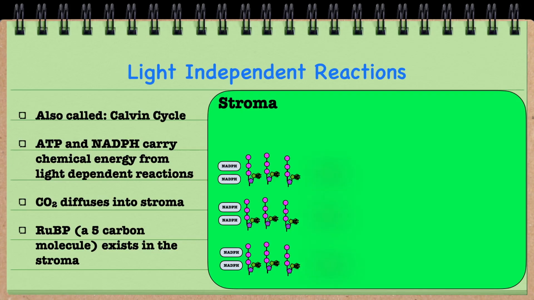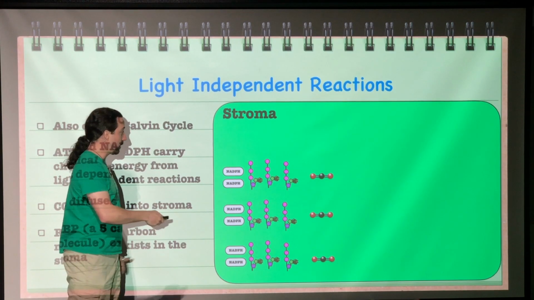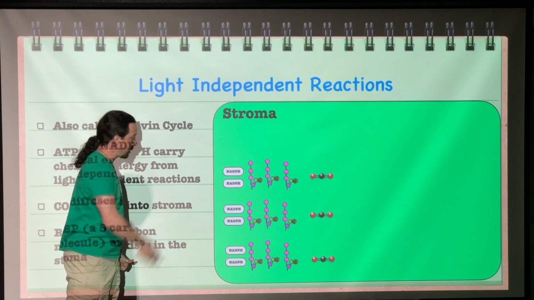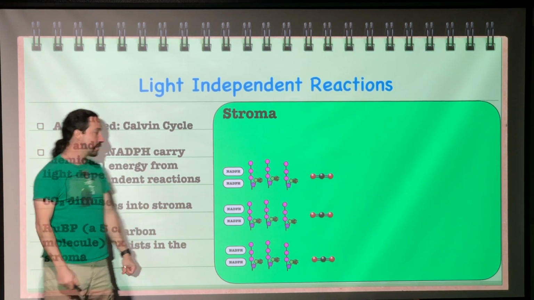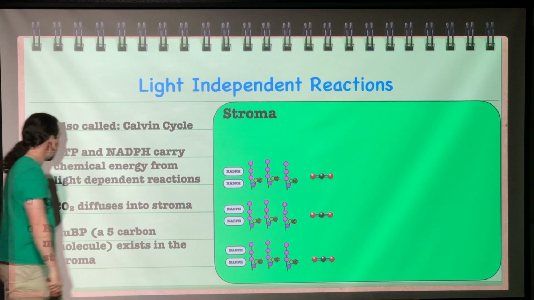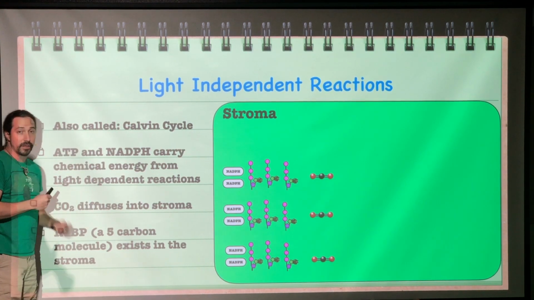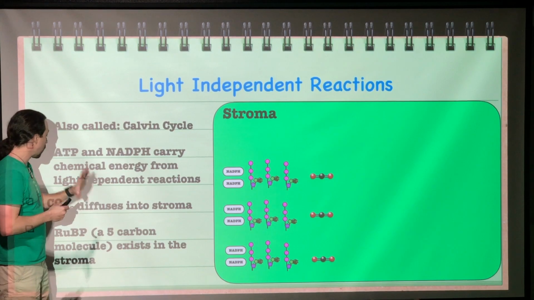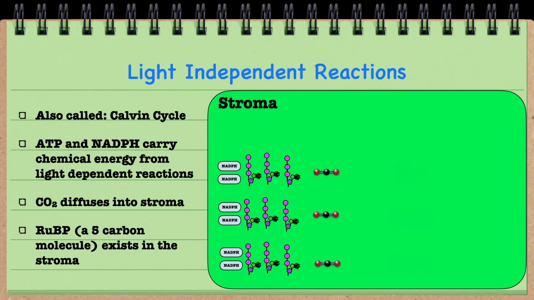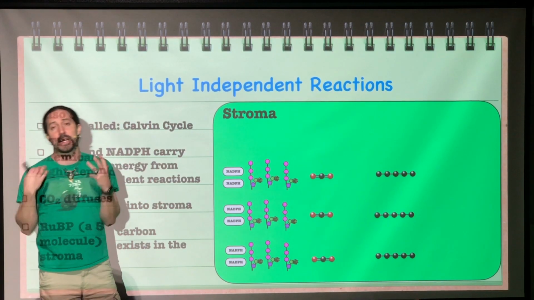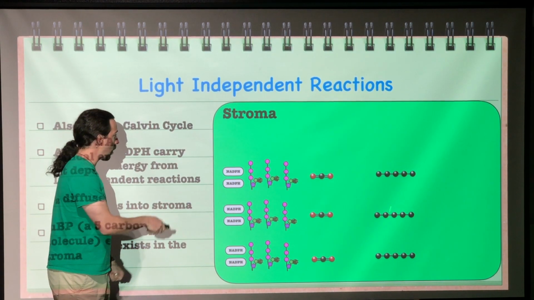So first, CO2 is going to diffuse into our stroma. And in this case, I'm actually going to go through 3 different Calvin cycles. So that's why I brought in 3 different molecules of carbon dioxide. So here are 3 different carbon dioxides. And there's also going to be another molecule called RUBP. It's a 5-carbon molecule that exists in the stroma. It will be present in the stroma. This is naturally in the stroma. RUBP stands for ribulose bisphosphate, and it is a 5-carbon molecule.